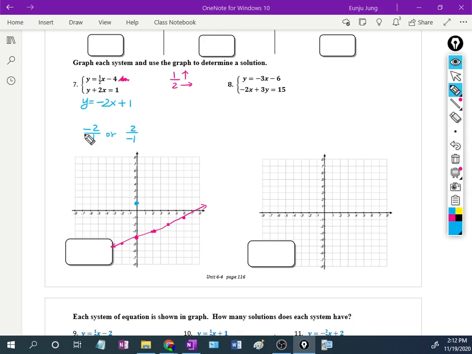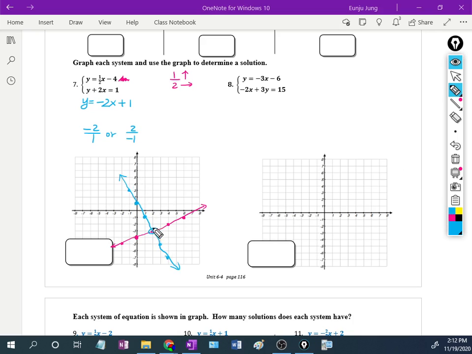So let's go this way. 2 down, 1 to the right. 2 down, 1 to the right. Repeat, 2 down, 1 to the right. Oh, that's overlapping. What is that? That is the point of intersection, so that will be the solution. Let's continue. 2 down, 1 to the right, 2 down, 1 to the right. And the other way, 2 up, 1 to the left, so you can form a straight line in the same direction, okay? So this is the graph of that, and then let's find the solution.